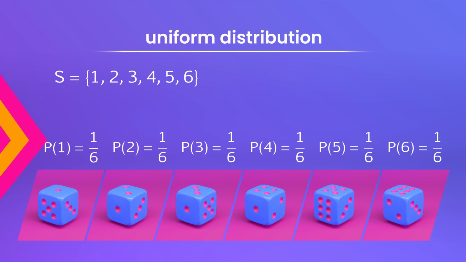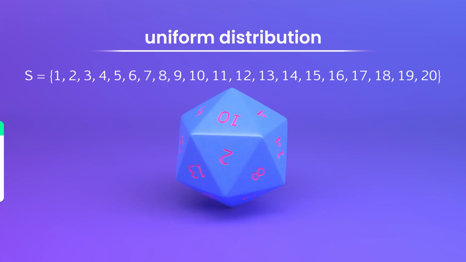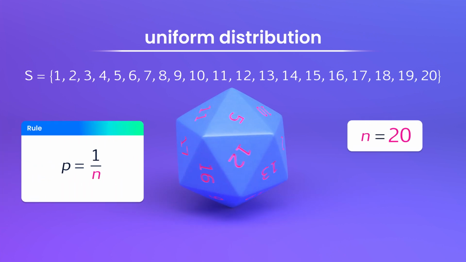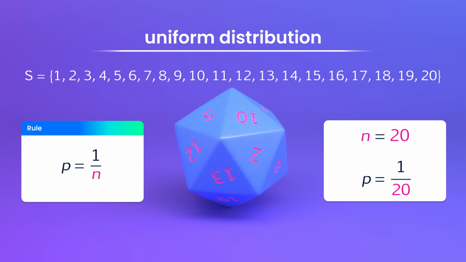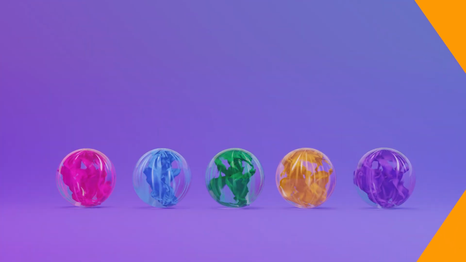Now, if you had a fair 20-sided die instead, it's the same pattern. Using the formula p equals 1 over n, where n is equal to 20, you get that each of the 20 outcomes would have a probability of 1 over 20. Let's consider a final example.